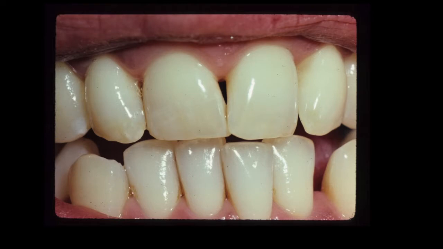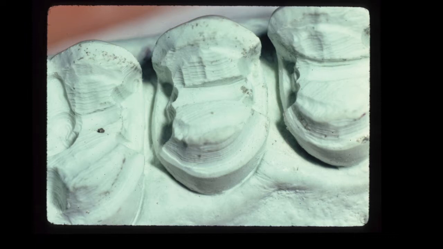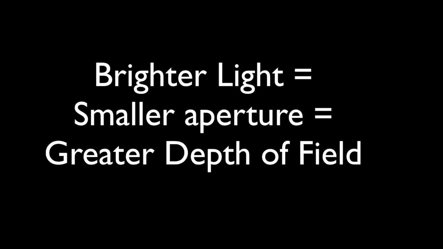This is the view we have without magnification from about 1 foot away. This is 3.5x magnification from the same distance. Again, a normal unaided view, and 4.5x from the same distance. Now let's briefly discuss optics. The brighter the light, the smaller the aperture, the greater the depth of field. This applies to cameras, surgical loops, microscopes, and I think the human eye.